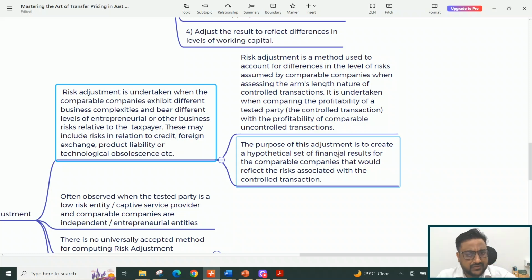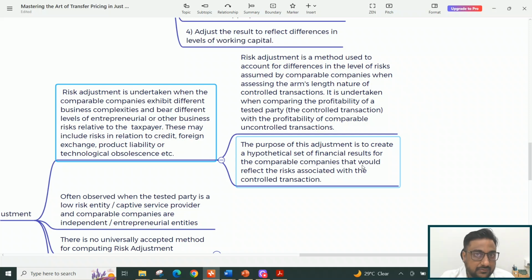The purpose of this adjustment is to create a hypothetical set of financial results. So technically, if you compute the actual operating margin of these entities, that would be different, right? As per that operating margin computation method. But when you make these adjustments, you arrive at hypothetical figures, right? That is when you arrive at a hypothetical set of financial results for the comparable companies that would reflect the risk associated with the controlled transactions.